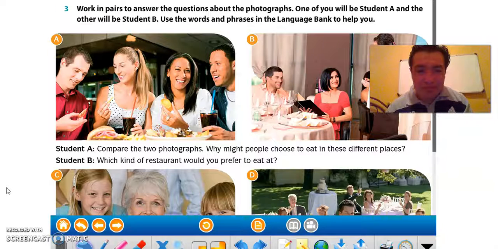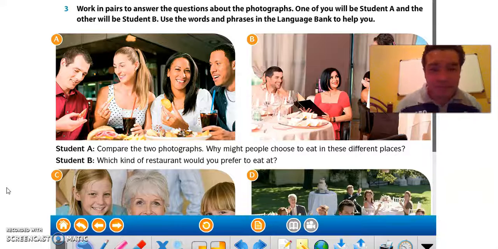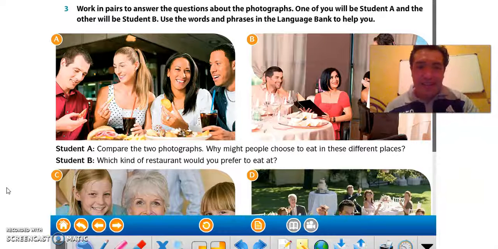See? Apart from that, the instruction says you have to compare the photographs and why people choose to eat in these different places. Okay. What's the reason they are eating in different places? Well, I think in the letter A, since they look friendly, perhaps they are friends, they are not celebrating anything, so we can say that that is the main difference.